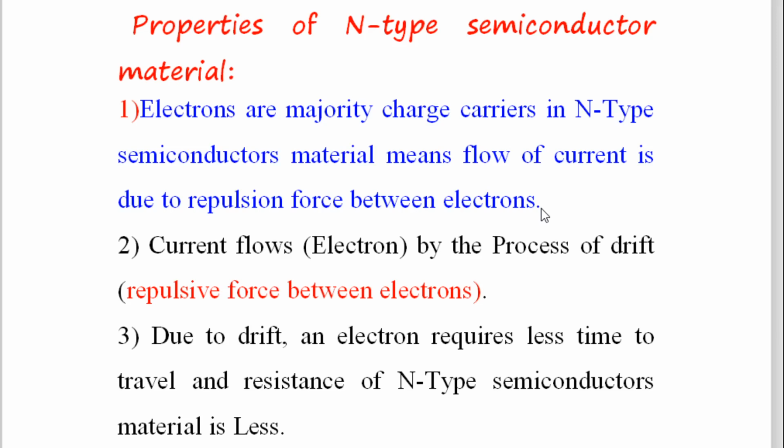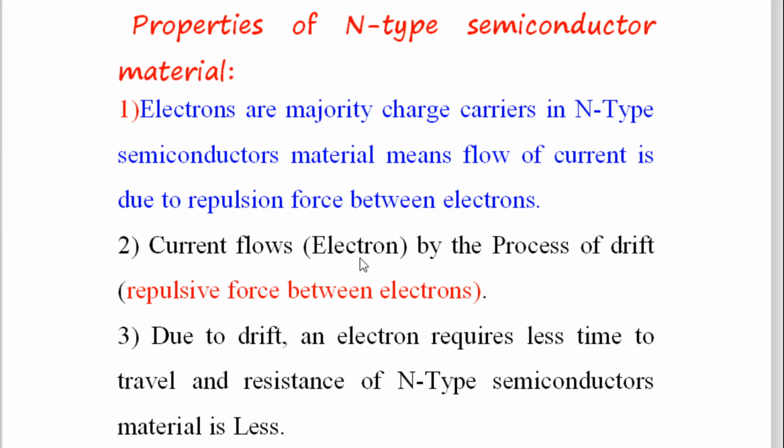This free electron and that electron will repel from each other. That is repulsive force. And that electron will be pushed towards the positive terminal of the battery. That is called repulsion force between electrons. Current flows. Current means electron. We have studied that rate of flow of charge, that is rate of flow of electron, is nothing but current.